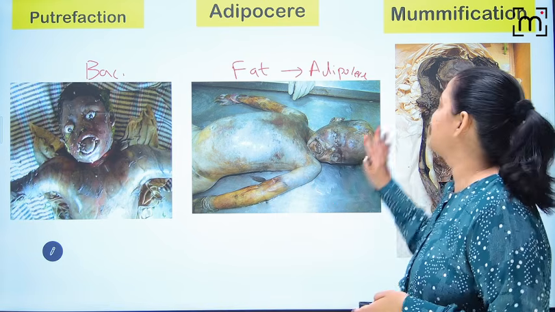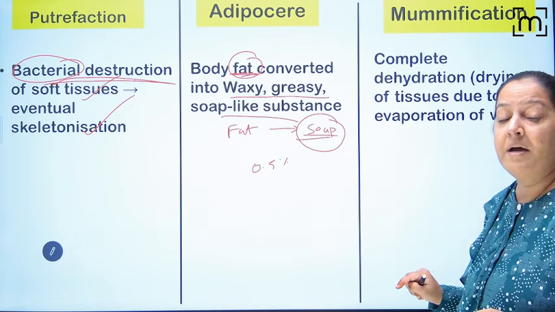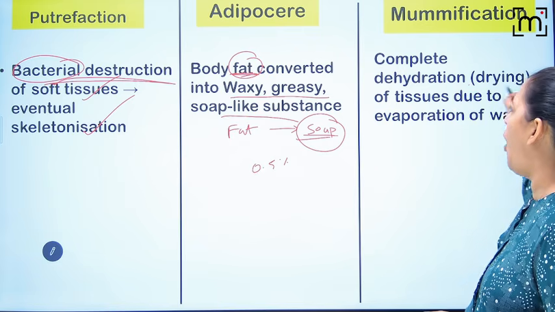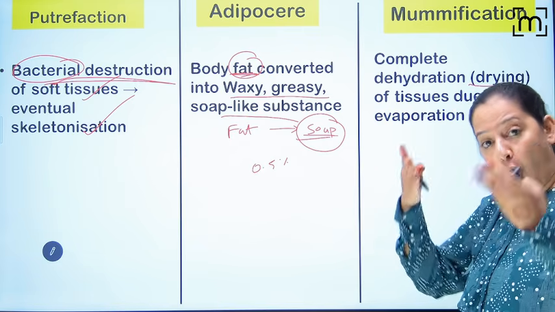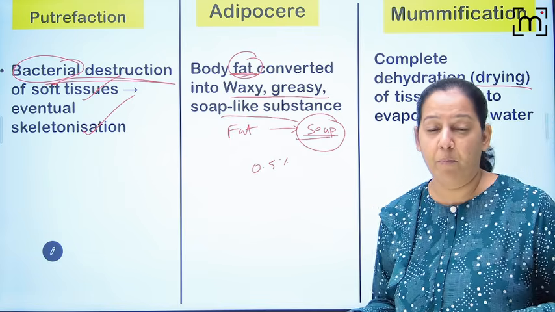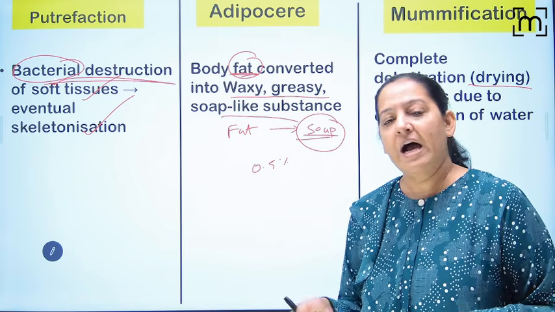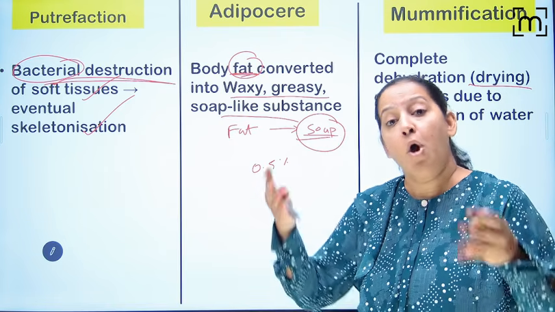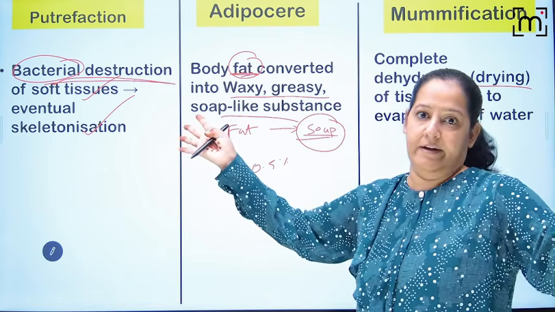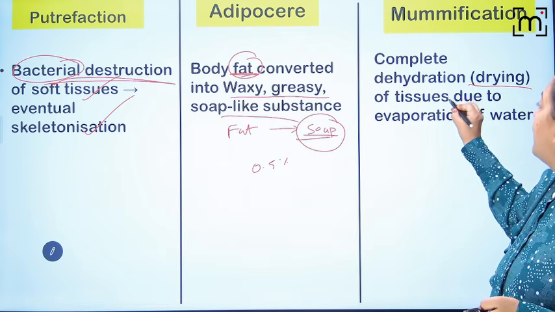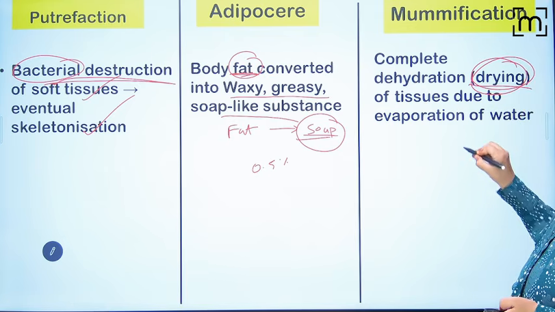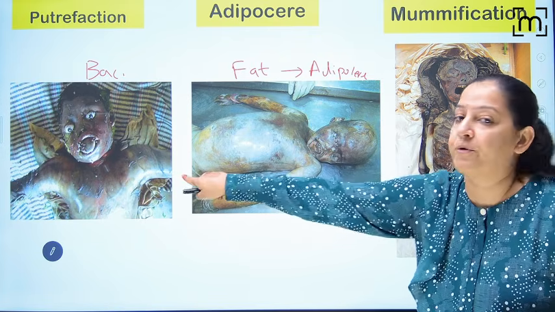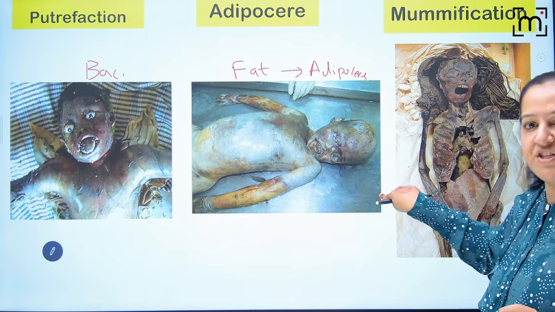Now the third and the last is mummification. Mummification occurs because of drying. The entire dead body is in a hot environment and it gets dried. We all have water, of course. How many percent of water does the human body contain? After death, if the dead body is kept in a very hot atmosphere, all the water in the body gets evaporated. So complete drying or dehydration of the dead body because of evaporation of water is known as mummification. Again, it prevents putrefaction.